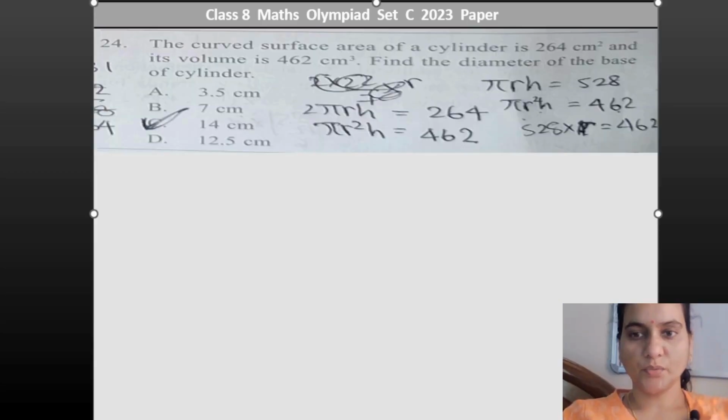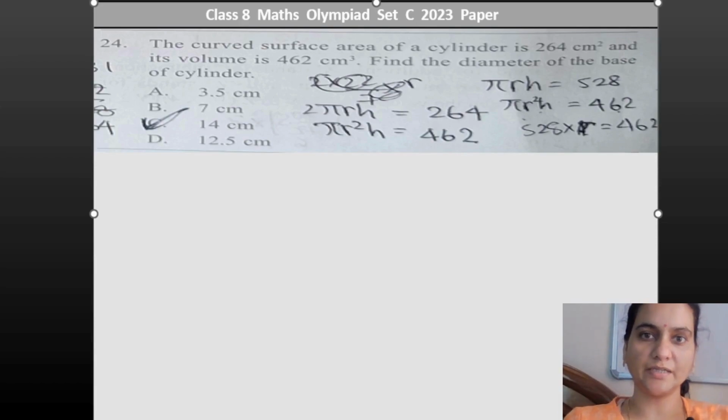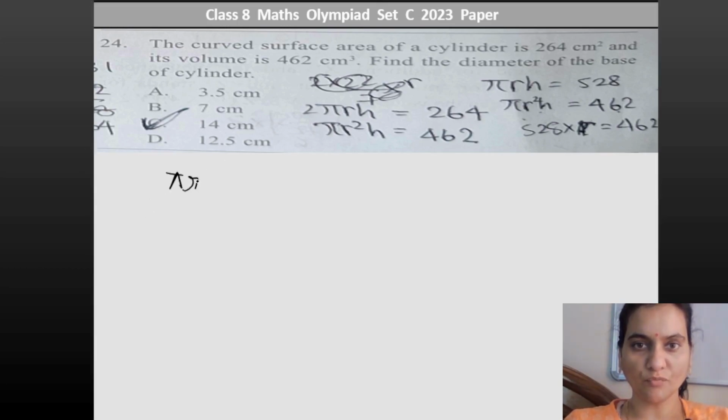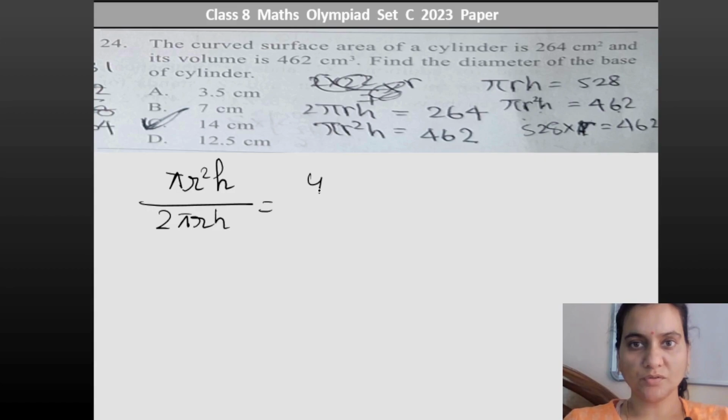Let's do question number 24. The curved surface area of a cylinder is 264 centimeter square and its volume is 462 centimeter cube. Find the diameter of the base of the cylinder. So curved surface area is 2 pi r h and volume is 462. What is the formula for volume? Pi r square h. And the formula for curved surface area? 2 pi r h. So we'll divide both of them.